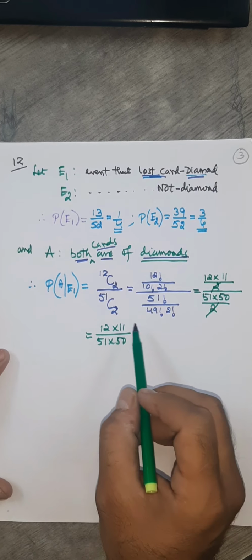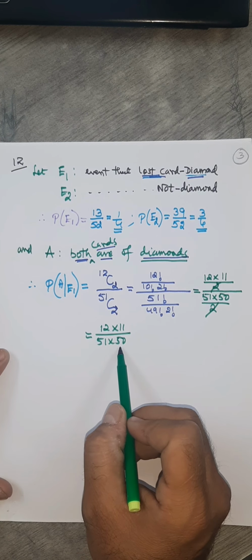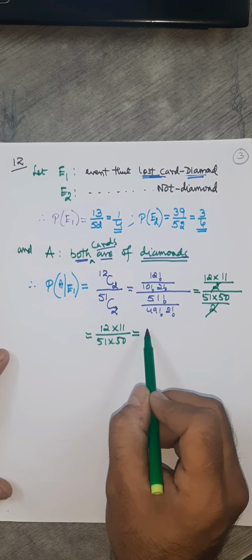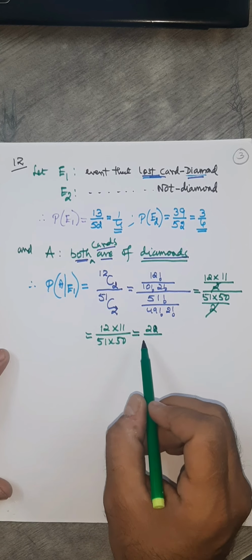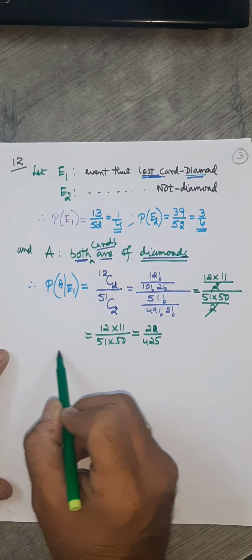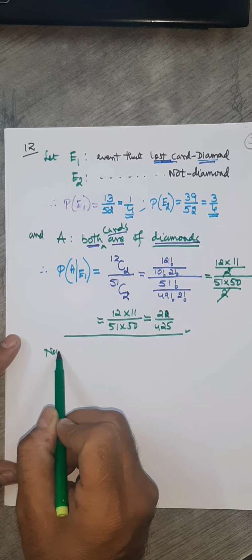So again that half will get cancelled. So this is 6 and this is just here 25. So if we simplify, we'll get 22 by 425, because 11 into 2, this is just left with 6, and upon 4 25. That's this conditional probability. Now we go to the second one.